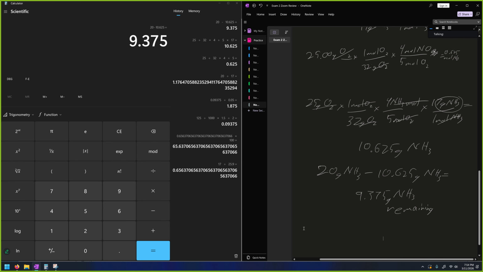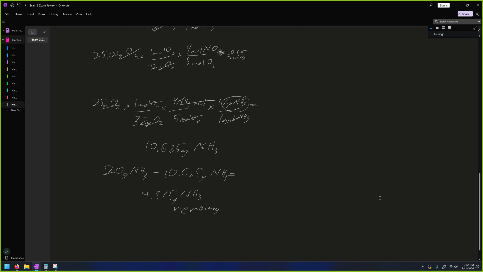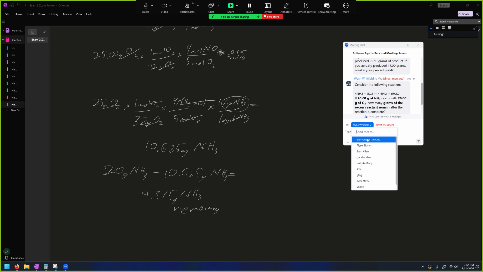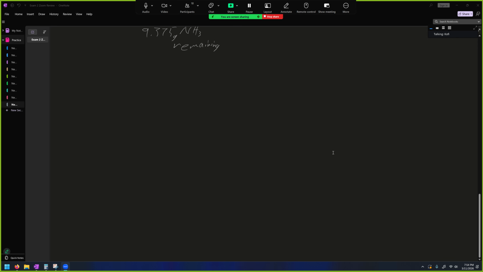Okay. Good question. Any others on this problem? Okay. Any other questions in particular that you all would like to work on? Okay. Question regarding enthalpy. Okay. Not on this exam, but happy to deal with that later.